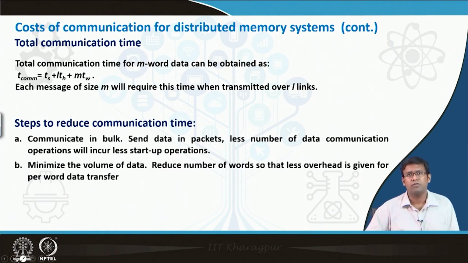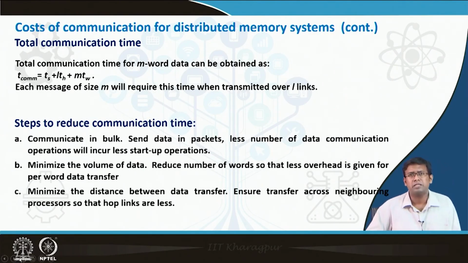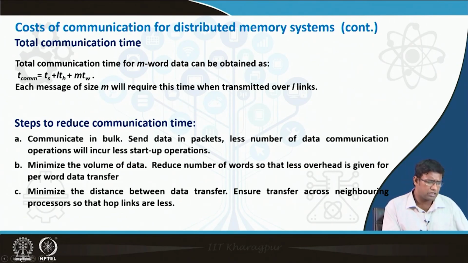Minimize the volume of the data. If you can avoid sending some of the data, or if the total data size is m and you can reduce this to a smaller number, the per word data transfer time will reduce. Minimize the distance between data transfers. Try to ensure the data goes between neighboring processors, so that fewer hop links are there and the per hop data transfer is reduced. So these are three very essential steps we should think about while writing a parallel algorithm for distributed memory, so that we can reduce the data transfer overhead.